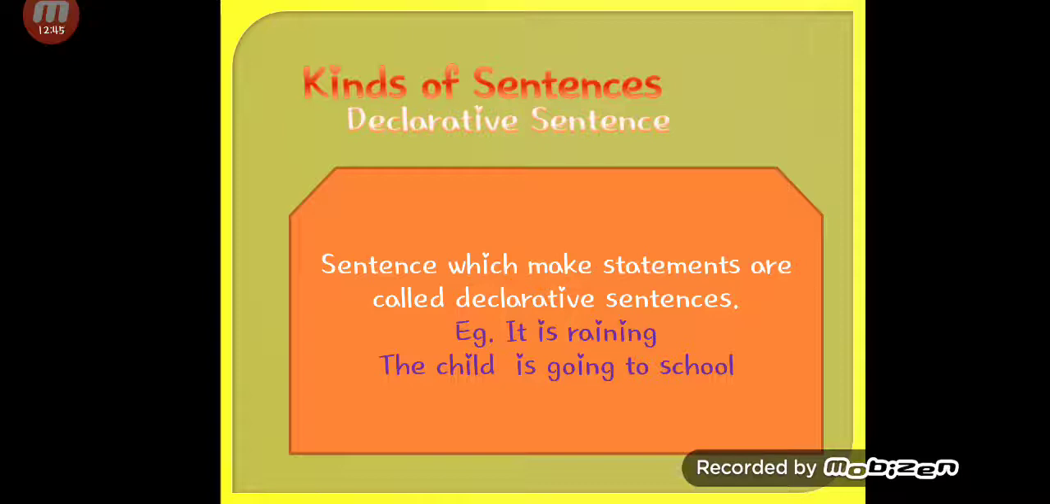The child is going to the school. We are here also making a declaration. I am declaring that I get up early in the morning, or I like reading. This is a declaration. A declarative sentence may be positive or sometimes negative.